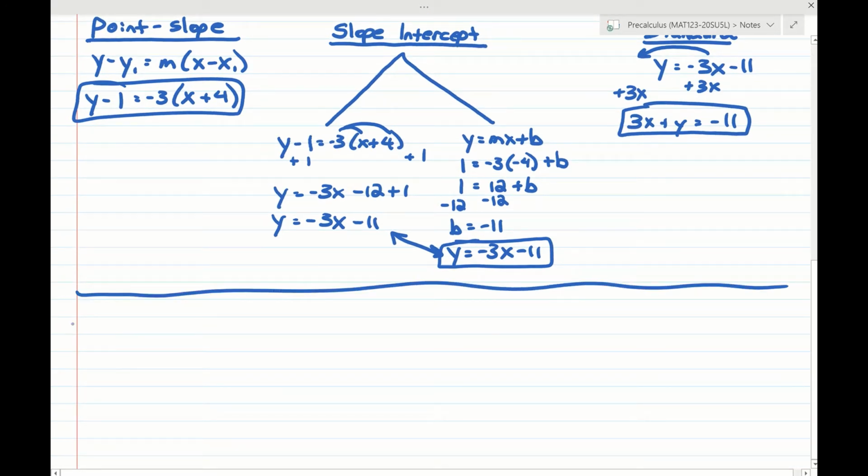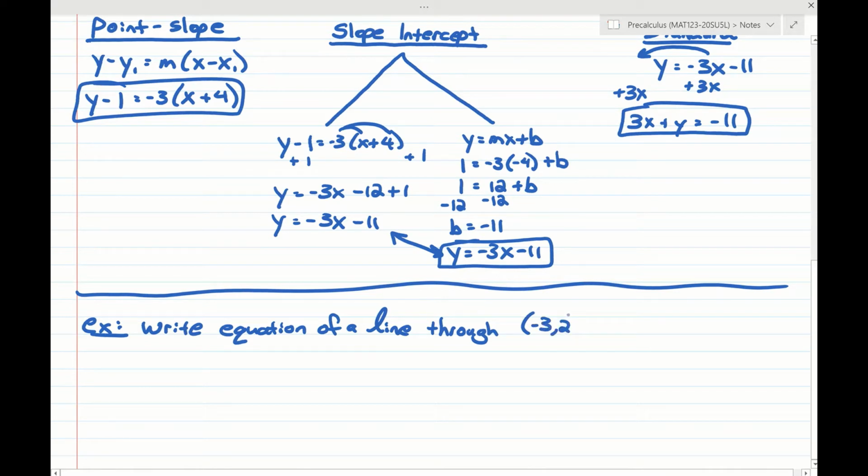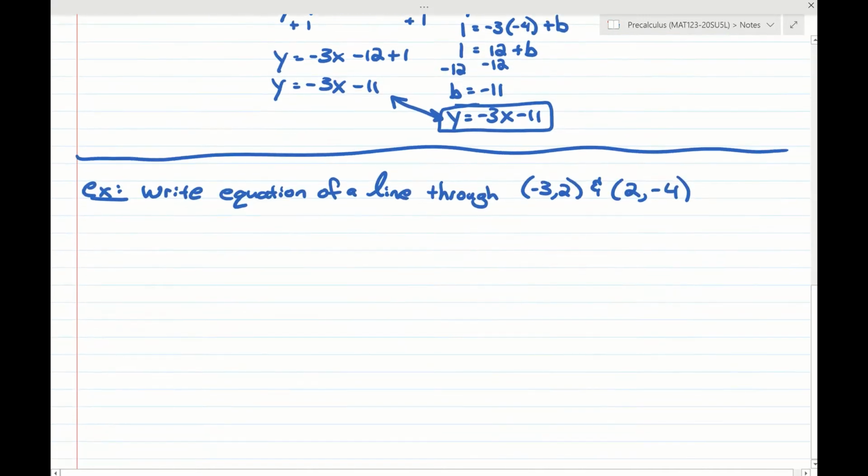Let's do the same thing, but what if I asked you to write the equation of a line through (-3, 2) and (2, -4)? Now what makes this one different is we don't have a slope. We use slope for all the different forms. So let's go ahead and figure out what our slope is first.